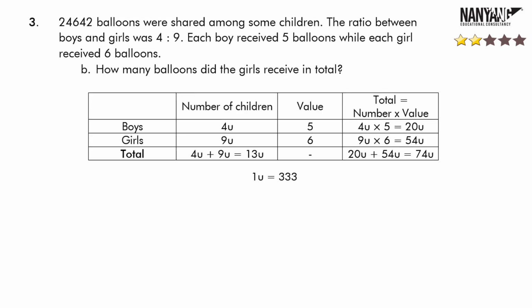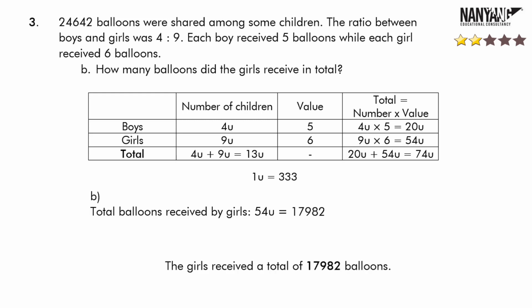Now with this table, and 1 unit equals 333, let's solve part B. How many balloons did the girls receive in total? Now this is actually also shown in our table. It is the girls' total, which is number times value, 54 units. We take 54 times 333 and we get 17,982. So that's our answer. The girls received a total of 17,982 balloons. Did you get it?